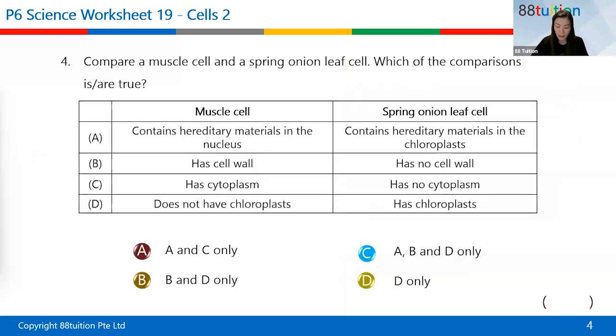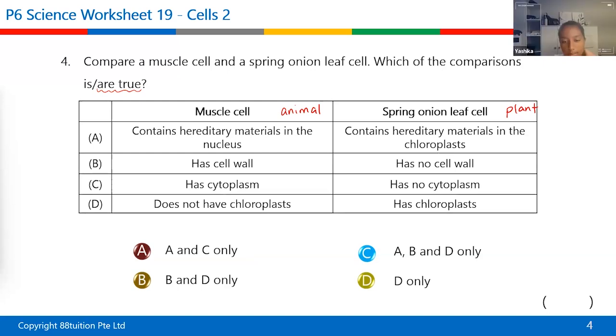Compare a muscle cell and a spring onion leaf cell. Which of the comparisons are true? You can underline, highlight, circle, whatever. Just make sure you bring your attention to this, because when you're checking, it's easier. So what do you think? What are the comparisons that are true? Muscle cell is from animal, and spring onion leaf cell is from plant. So we can write down information like this. Yes, it's helpful. What else would you do when you're approaching questions like this?